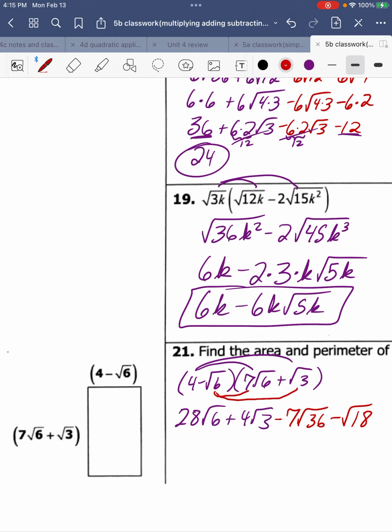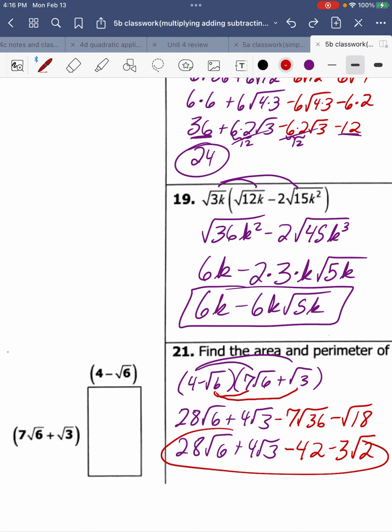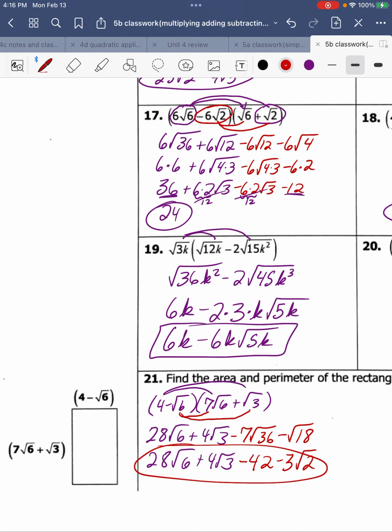Simplify each term. The first two terms I cannot simplify, so those will just come down. We have the square root of 36 is 6, so negative 7 times 6 is a negative 42. 18 is the square root of 9 and 2. Square root of 9 is 3, so it becomes 3 square root of 2. And then I looked, do I have any like terms at all? I have 28 square roots of 6. Nope, I don't see any other square root of 6. I don't see another square root of 3. I don't see just a constant. And I don't see a square root of 2. So that's my final answer there.